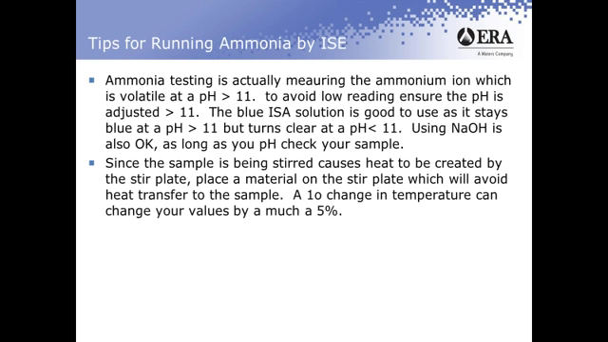Since you need to mix your samples when you're testing the ammonia, your samples are going to need to be stirred. Stirring the samples will cause some friction in the stirring plate. That friction causes heat, and heat can possibly change the temperature of the sample that you're running. And a change in temperature can cause, again, a change in your values.